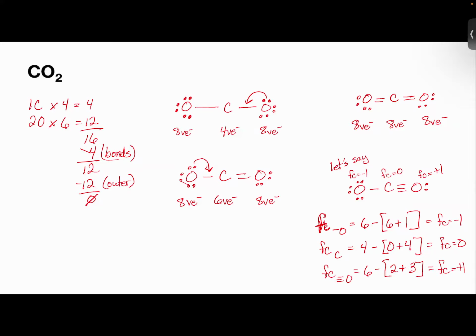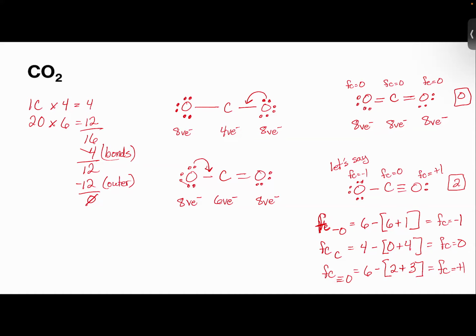That means that the total formal charge on that molecule is a 2. Now, we can do the same thing for our actual structure. And when you do that for your actual structure, you have a formal charge of 0 for each of the double bonded oxygens. And you have a formal charge of 0 for our carbon. Therefore, the overall formal charge is equal to 0.